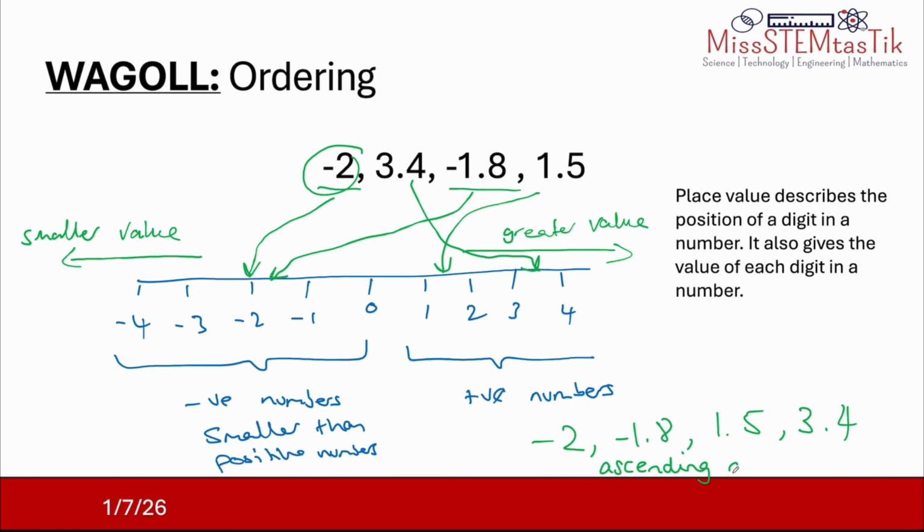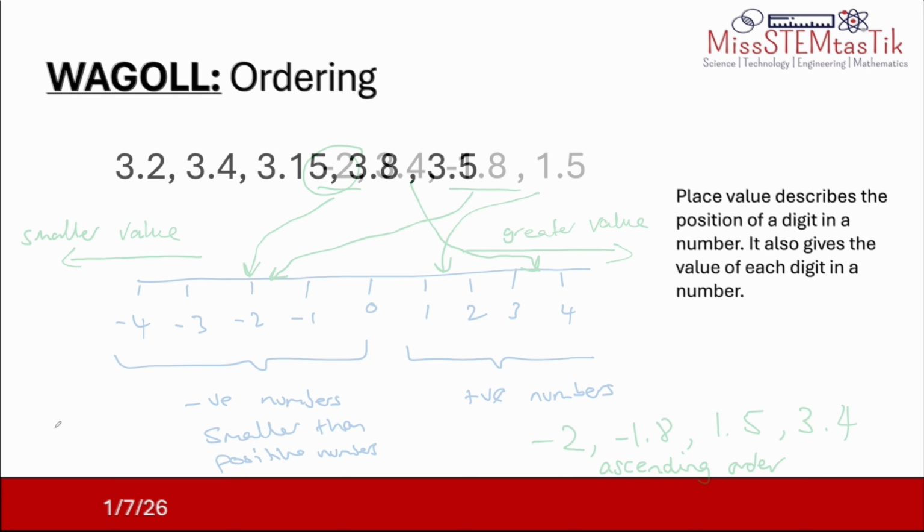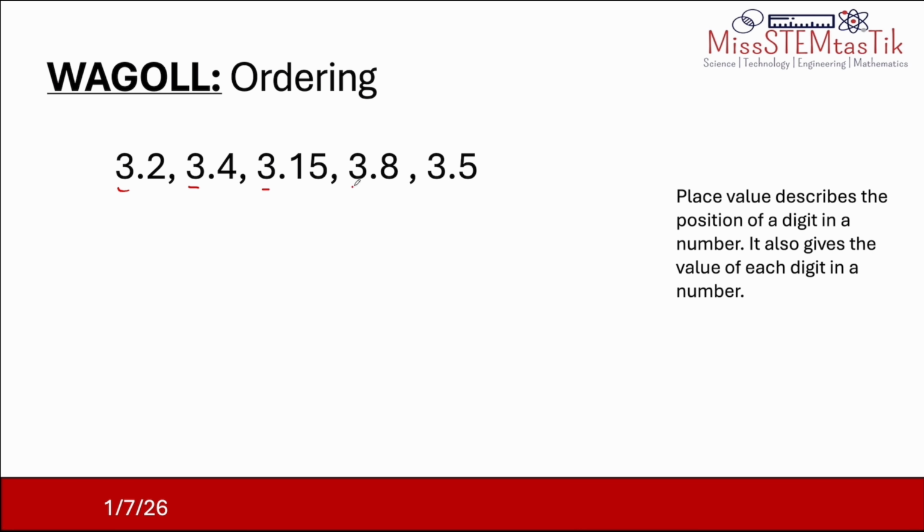Okay, let's look at a different example where all the first digits are the same. So in this case, they're all 3s. So we then have to proceed to the next column, which is the tenths column, and order the numbers from the smallest to the largest, because we're going to sort them in ascending order. So 3.1 is the smallest number, then it's 3.2, then it will be 3.4, and 3.5, and 3.8.